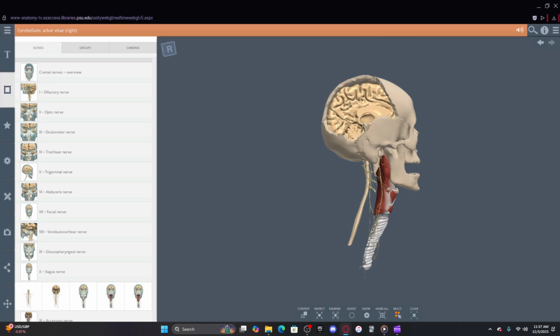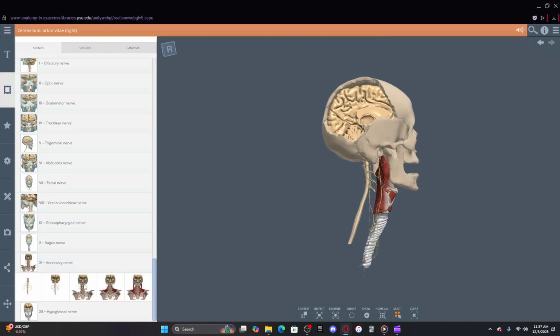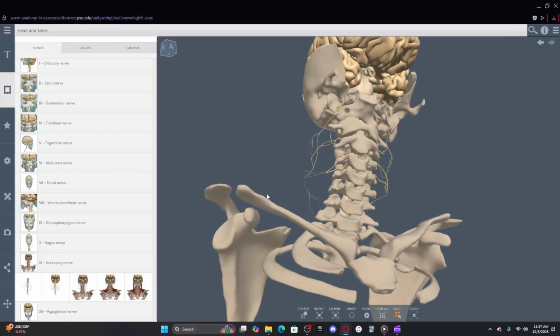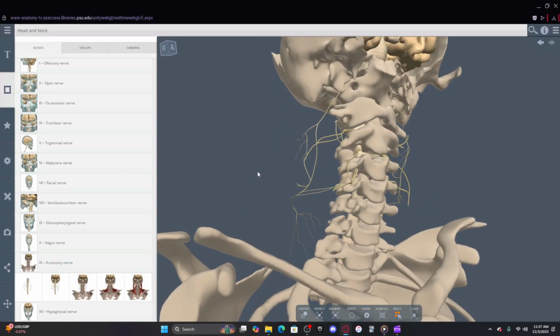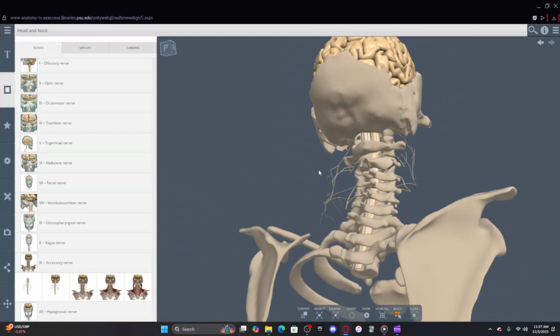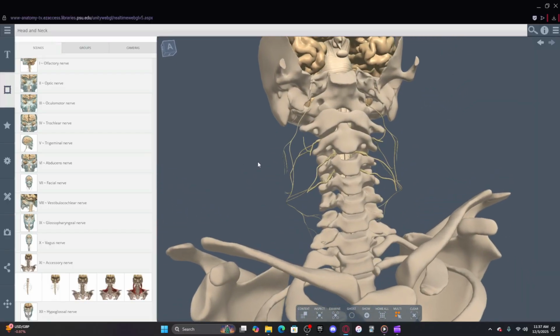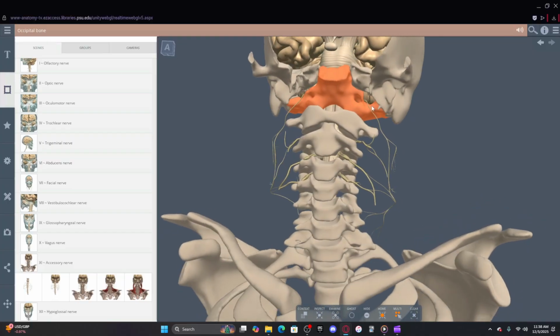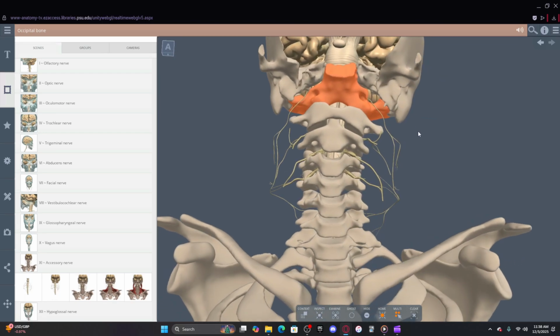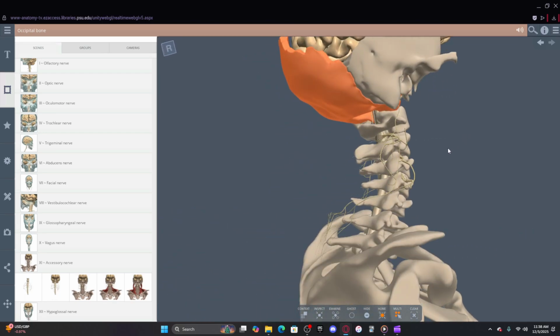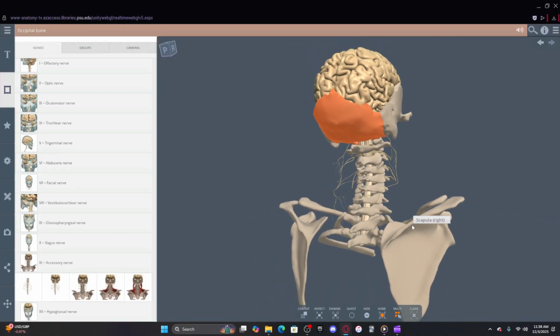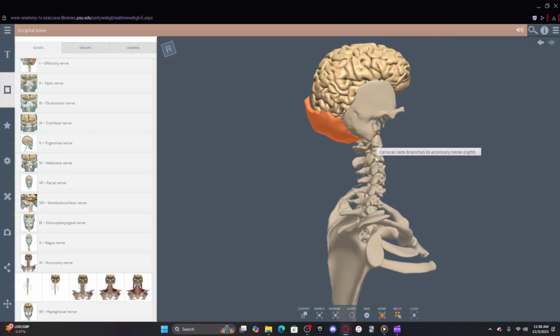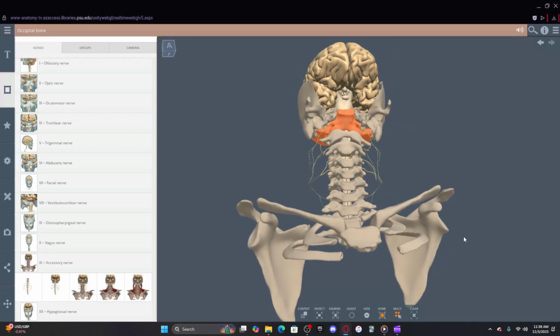Now we're going to look at cranial nerve number 11, the accessory nerve. Cranial nerve number 11 is going through the jugular foramen as well. Right, so this is the jugular foramen. Cranial nerve number 11 is going from the brainstem to the jugular foramen and then traveling down the spinal cord, traveling down the cervical spinal level.